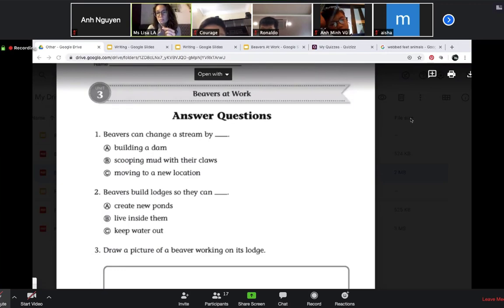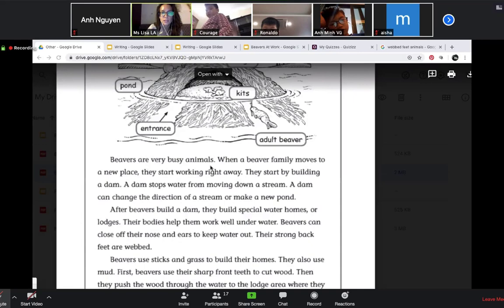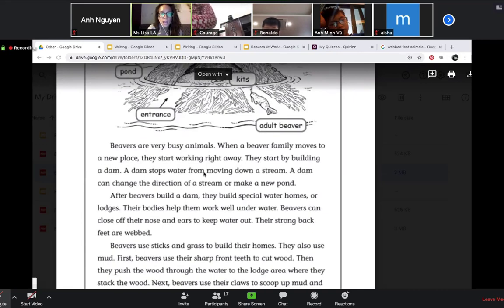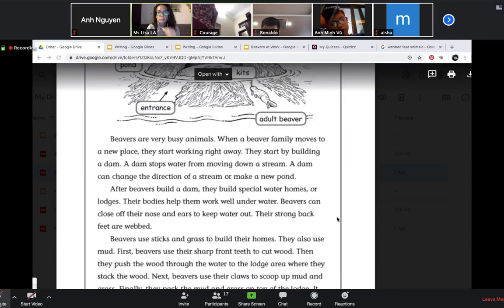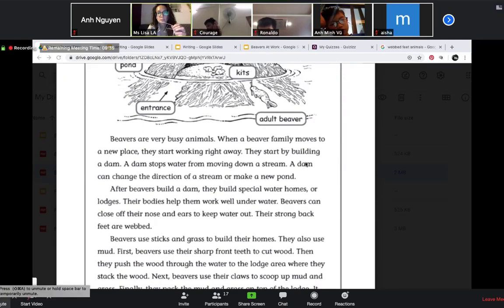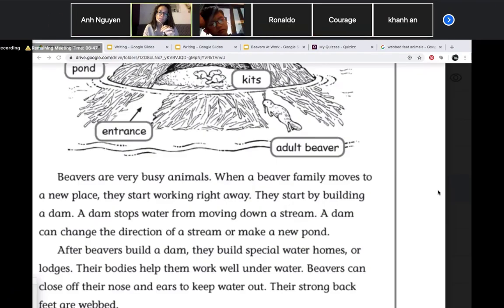Goku, are you there? Yes, sir. Okay. How can beavers change a stream? Do they build a dam, scoop mud with their claws, or move to a new location? What do we think? Let's go back up and see. How can they change the water direction or change the stream? Can you read it from the story? Maradona, can you help us, please?